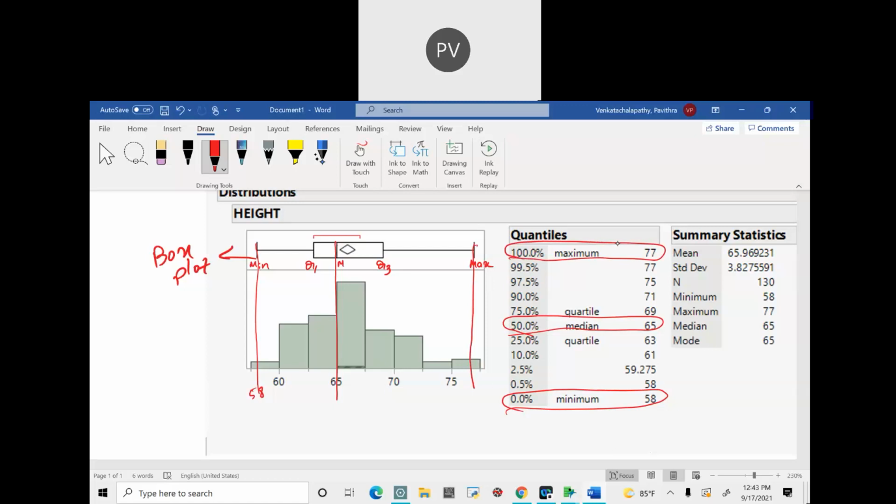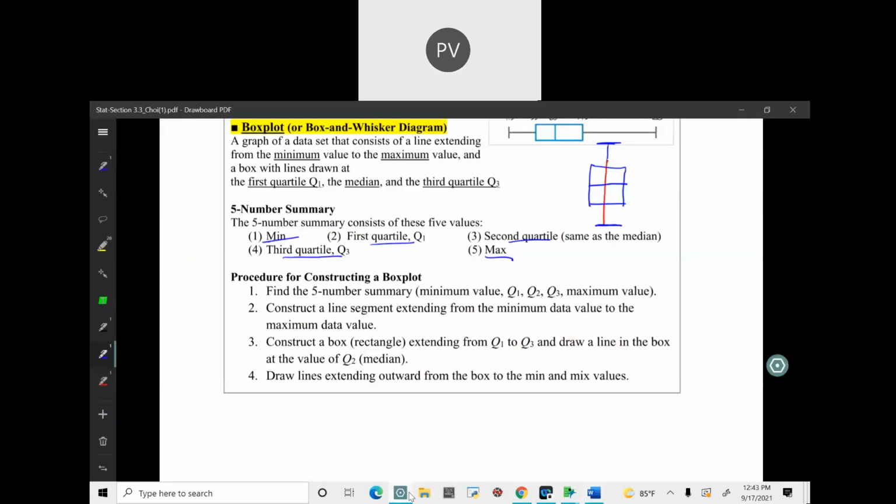And next is your first quartile and third quartile. So that is here. This is your first 25%, Q1, and 75%, which is Q3, your third quartile. So this is the use of histogram, quartiles, and summary statistics. Got it? Let's get back to.